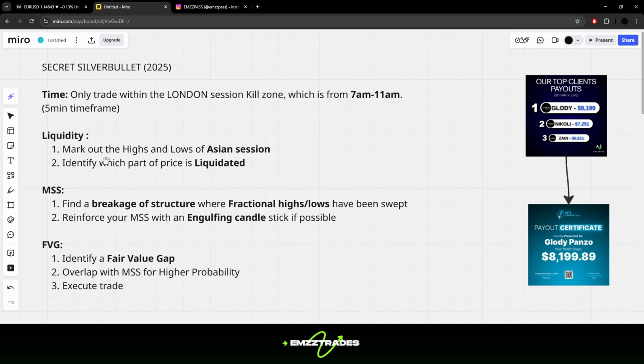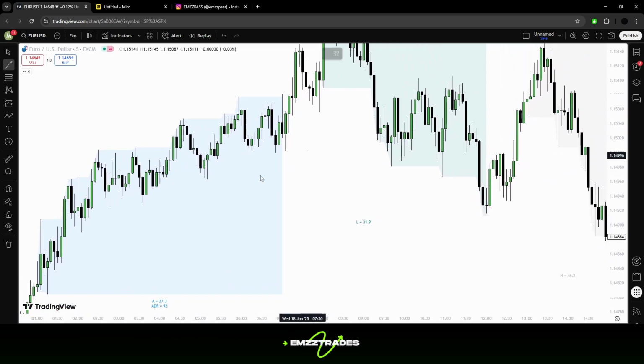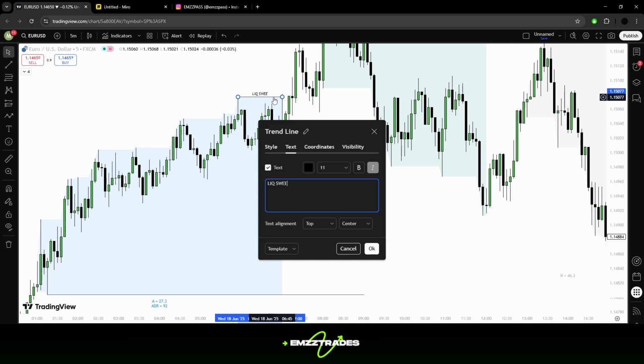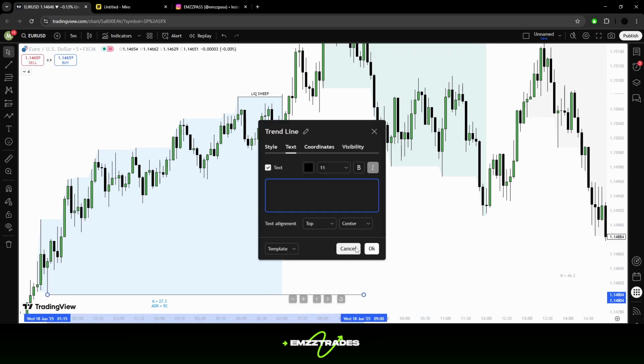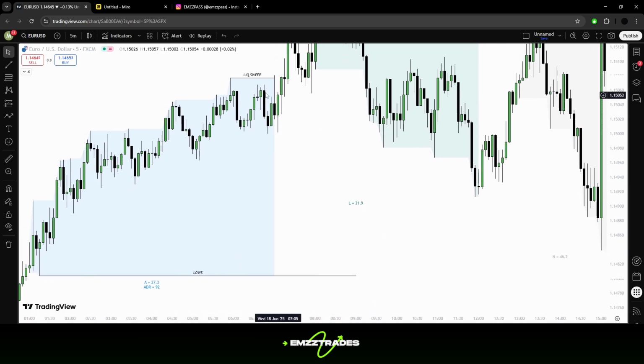We're going to be marking out the highs and the lows of Asian session, and then we need to identify which part of price actually gets liquidated first. So this is the lowest point of Asian session right here, and this is the highest point of Asian session right here, before obviously Asian session ends. As you can see, the highs have been swept, and this is our liquidity sweep. We're going to keep this here as just lows. So that's Asian session's lows, and that's Asian session's highs.